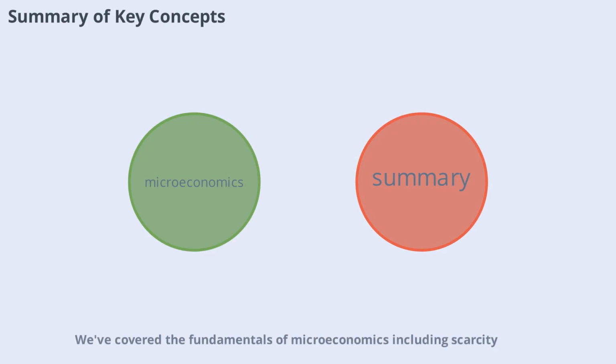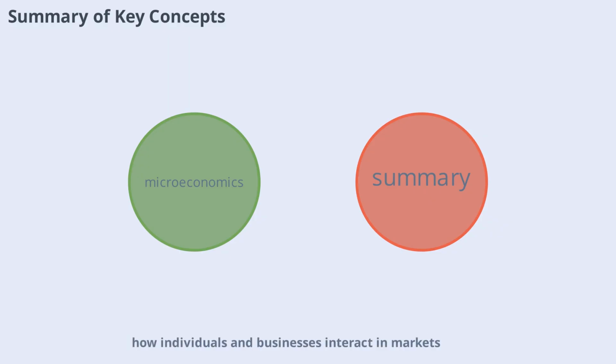We've covered the fundamentals of microeconomics, including scarcity, opportunity cost, supply and demand, market structures, and consumer choice. Understanding these concepts helps us make better decisions and appreciate the complexity of the economic world. Microeconomics provides valuable tools for analyzing how individuals and businesses interact in markets.